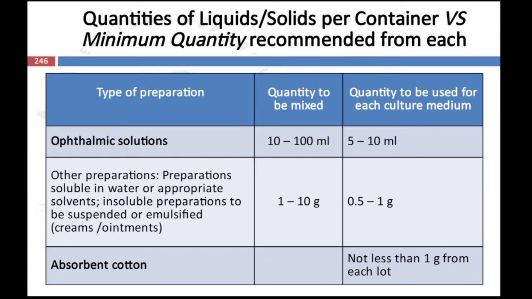And for ophthalmic preparation, we have to take 10 to 100 ml and 5 to 10 ml of culture media. And for other preparations, the preparations which are soluble in water or appropriate solvent, or insoluble preparations to be suspended or emulsified, 1 to 10 gram with 0.5 to 1 gram of culture media to be taken. So these are the different sampling techniques of sterility testing.